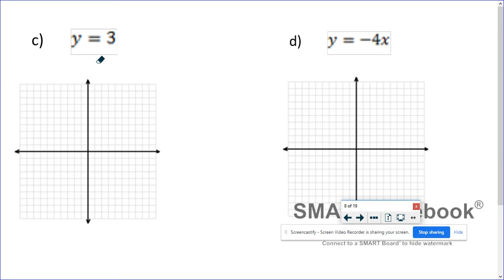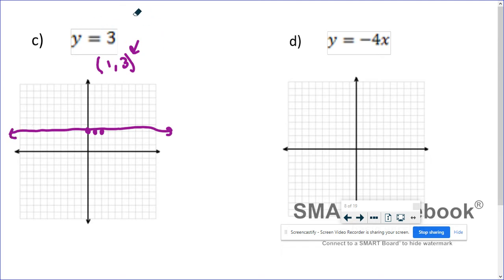Y equals 3. This is a situation where every ordered pair on the graph has a y coordinate of 3. It also has a y-intercept of 3. Right? At this point, if I just plot points, the x can be anything you want, and the y value is going to be 3. When it says y equals 3, that y is going to be 3 every time. So 1, 3 would be there, 2, 3 would be there. It's a horizontal line. You don't need to plot all those extra points. I was just showing you why.